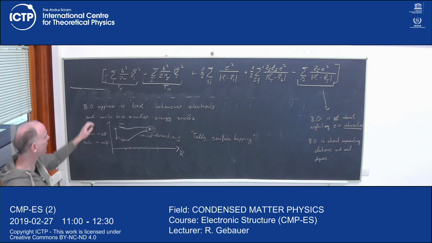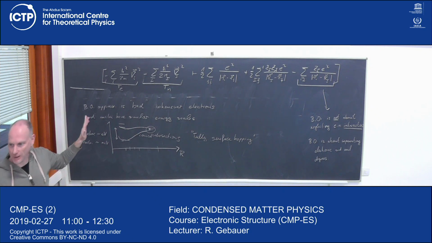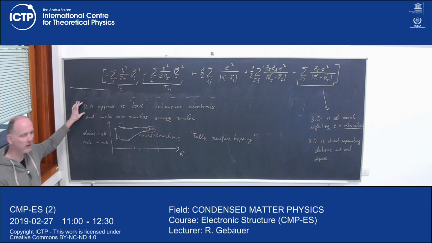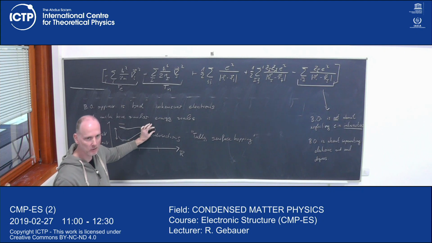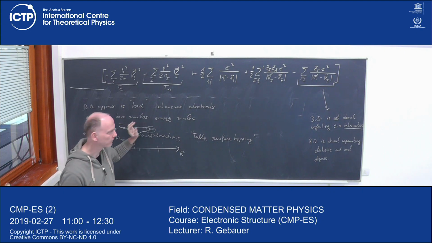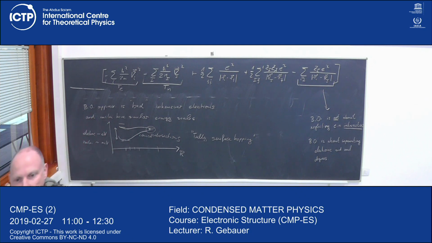Okay? So Born-Oppenheimer is, for all practical cases you will encounter, a very, very good approximation. It becomes bad in case you have two potential energy surfaces which come close to each other. Questions?